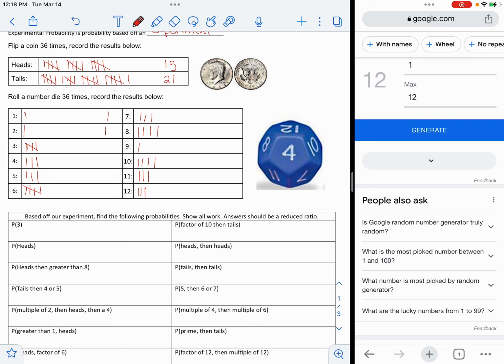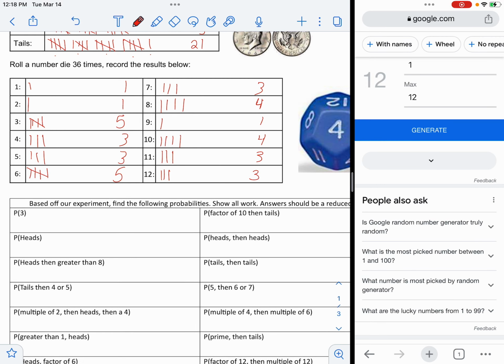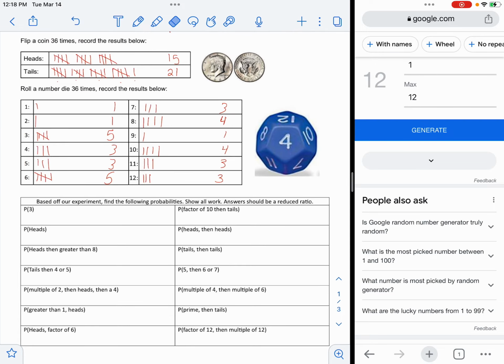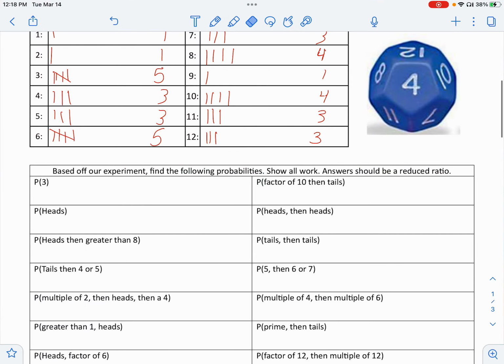So it's 1, 1, 5, 3, 3, 5, 3, 4, 1, 4, 3, 3. All right, so that totals 1, 2, 7, 10, 17. This is 18. Just making sure that I have a total of 36. 7, 8, 8, and 7 is 15, and 18, 18. Okay, so I got all 36 registered. Just double checking. All right, whew, that was a lot. Now, I'm going to close that down because I don't need that anymore.